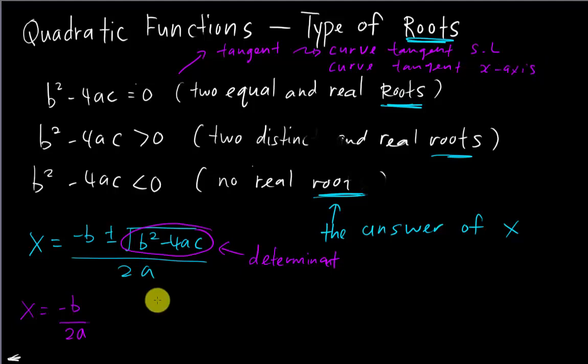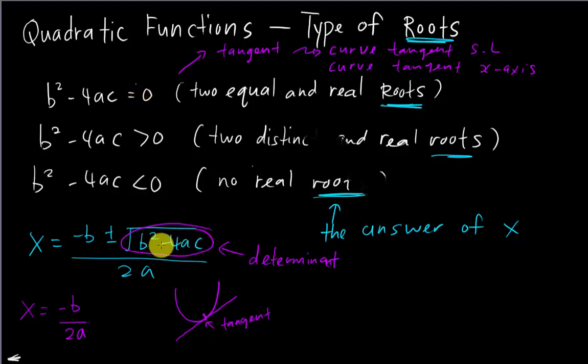So what's the meaning of tangent? Tangent means the curve and the straight line will only intersect at one point. This one we call tangent. So if the question says the curve is tangent to the straight line, it means basically they only touch at one point. So when they touch at one point, it means b squared minus 4ac must be equal to 0.